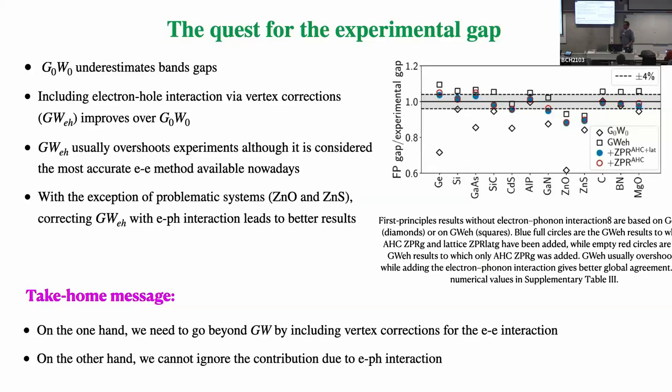Okay. Here for zinc oxide, zinc sulfide, you're missing vertex corrections for sigma. This is a GW calculation in which they include the vertex in W with BSE. This calculation comes from BSE, and then we renormalize it by including the correction due to the electron phonon. As you can see, essentially, the electron phonon interaction allows one to decrease the gap and bring it in better agreement with the experiment.